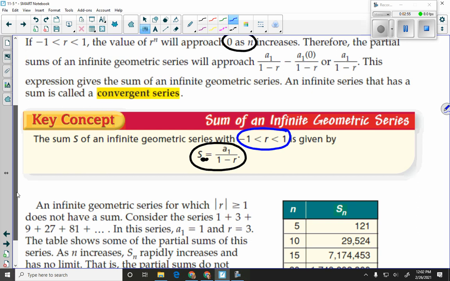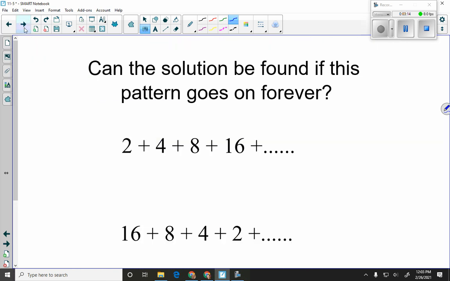But if you had an r that was greater than 1, whether it be 1.5, 2, 3, 4, then it's just going to continue growing larger and larger and larger. And the sum of an infinite series with an r bigger than 1 will be infinity, because it'll continue to grow. So let's continue on.